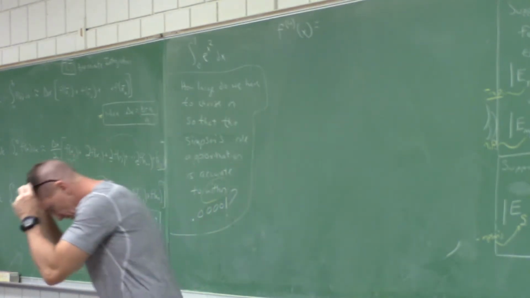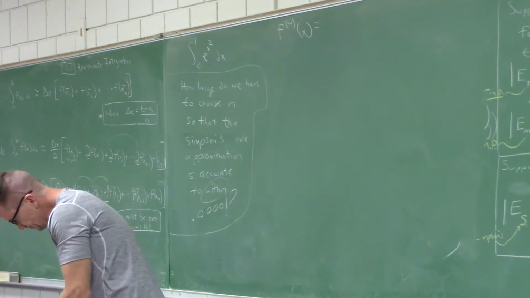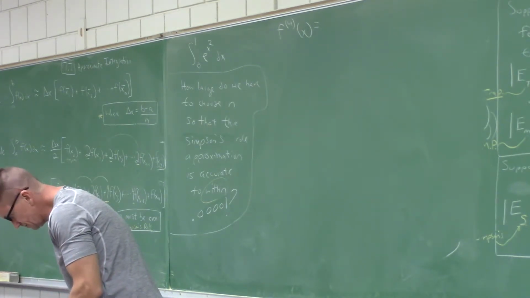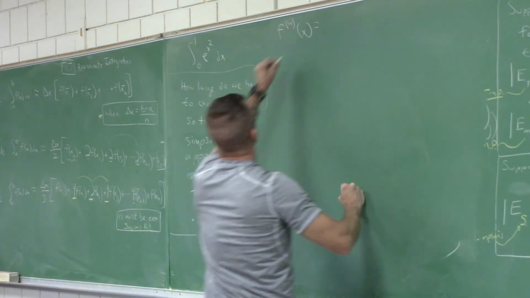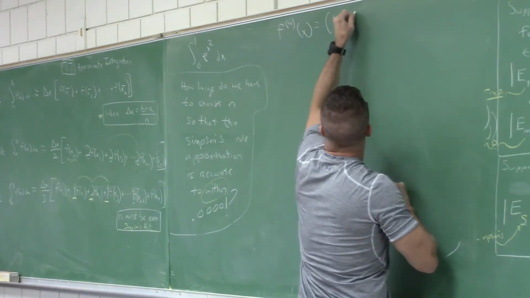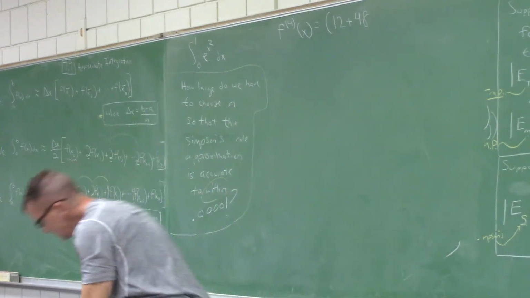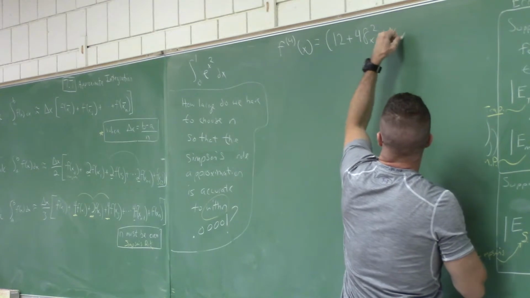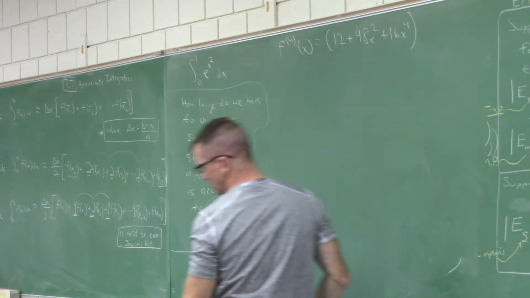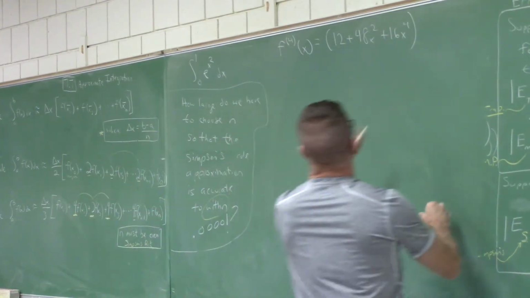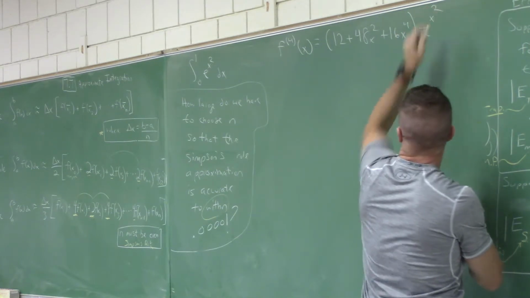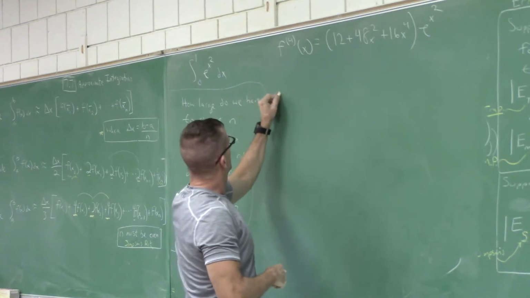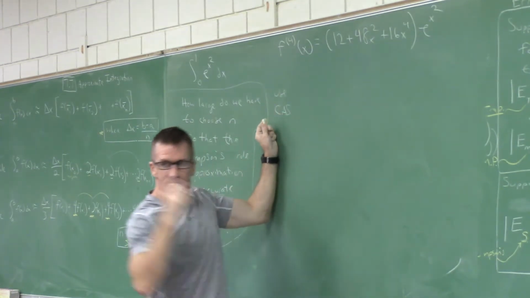Hold up, I wrote this down. Ready? It is 12 plus 48x squared plus 16x to the fourth, close the parentheses, times e to the x squared. That is the fourth derivative. But again, you could use a CAS to get this. Do you agree?